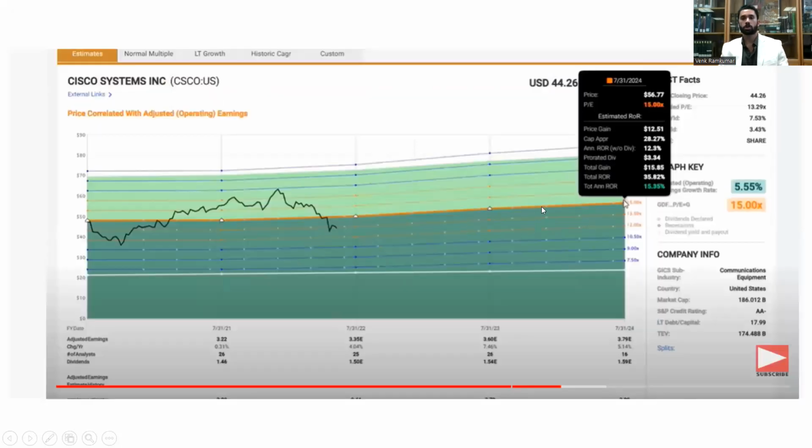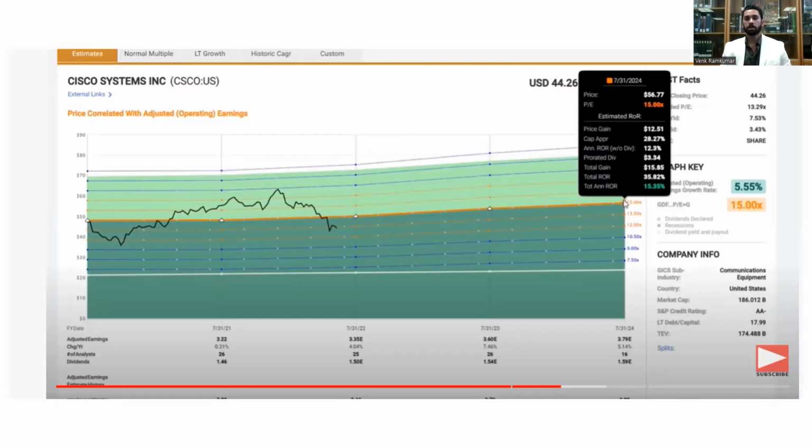Guys, if Cisco returns, all it has to do is return back to its normal 15 PE ratio, right? 15 PE. It's a yearly total annual rate of return of 15.35% when you include the share price and when you include the dividend price, okay?